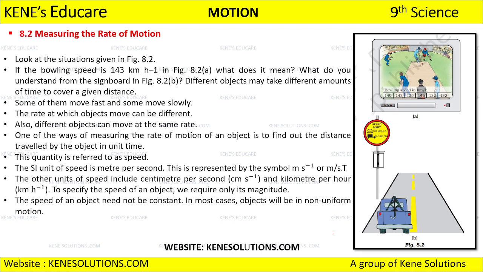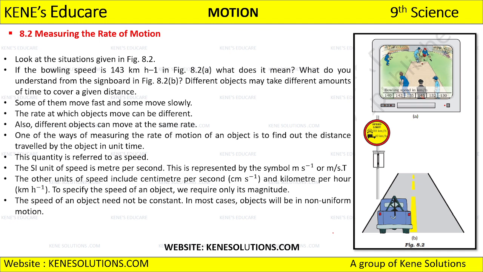So in the first picture, if I say the bowling speed is 143 kilometer per hour, that has been calculated, that the bowling speed was that much, and in the second picture the speed limit has been shown, that a car should not travel more than 50 kilometers in an hour. That is the limit that they have given, right? And heavy vehicles should travel only 40 kilometers in an hour, not more than that. So that is the limit that they have to maintain, right?